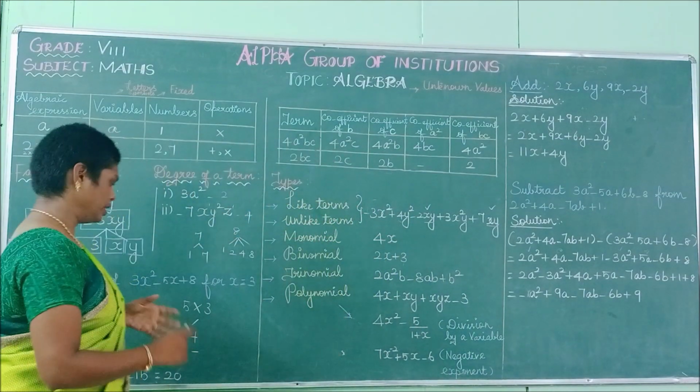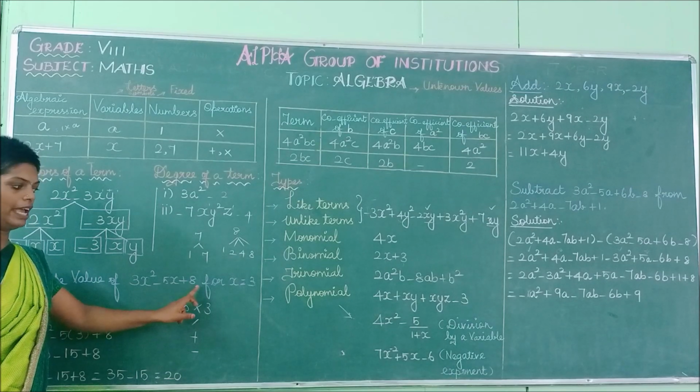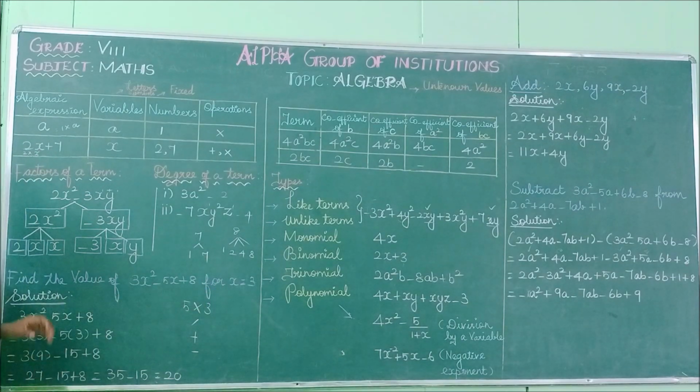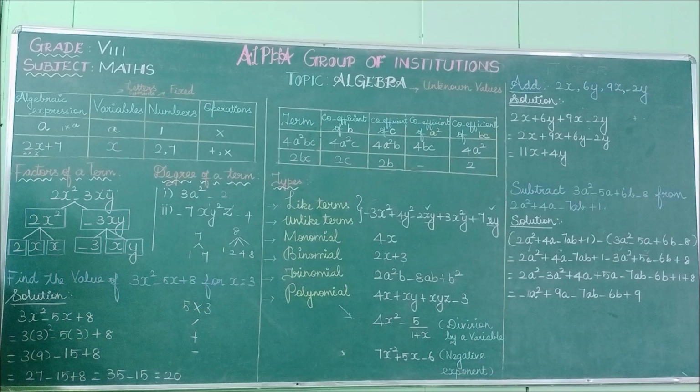After that, look at this problem. This is the important one. Find the value of 3x squared minus 5x plus 8 for x equal to 3. So first of all, you have to write this algebraic expression. For every x, you have to put 3. So the question is 3x squared minus 5x plus 8. For this x, you have to put 3, and for this x also, you have to put 3. So you have to square these values first. So 3 you write the same. 3 squared is nothing but 9, minus 5 3s are 15, plus 8.